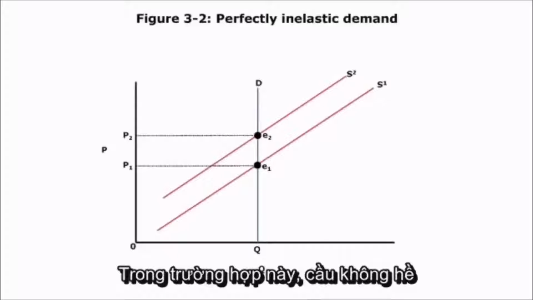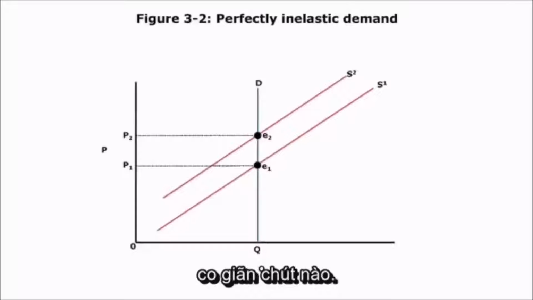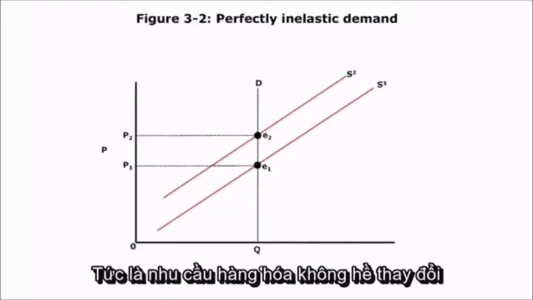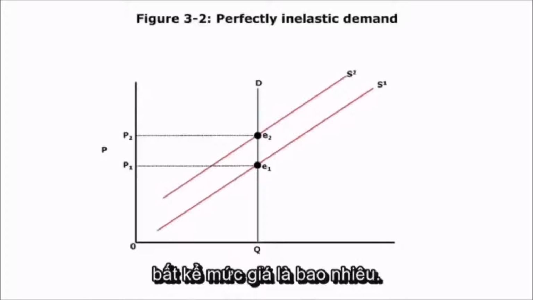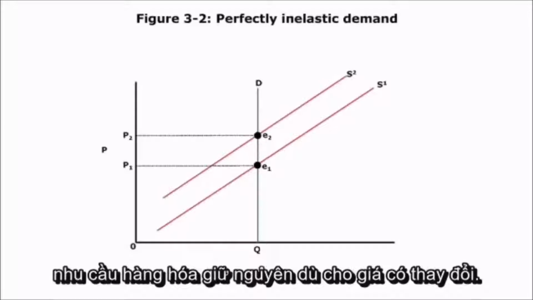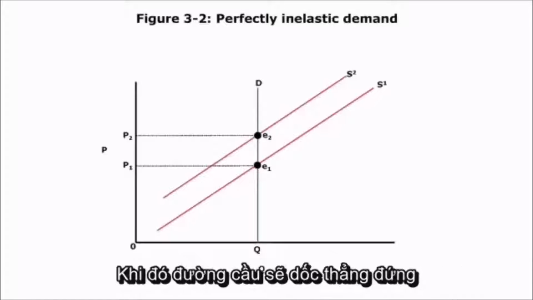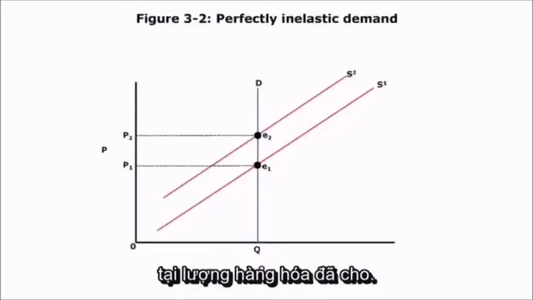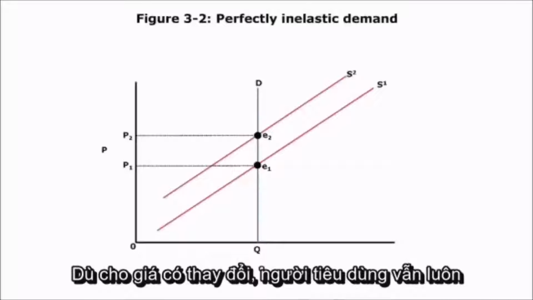Perfectly inelastic demand, that's where there's no elasticity of demand. What that means is that demand for a good is unchanged regardless of the price. So perfectly inelastic demand is a case where demand for the good is unchanged regardless of the price. That would lead you to have a vertical demand curve at a given quantity. What this says is regardless of the price, people always demand Q.